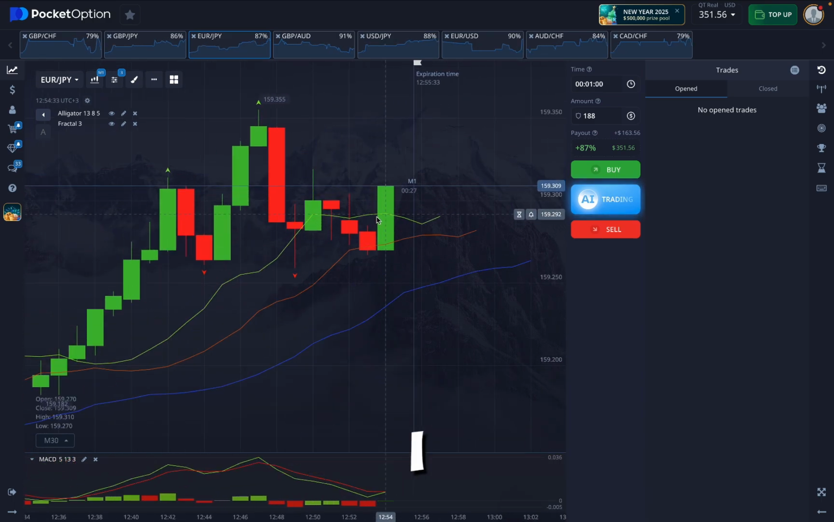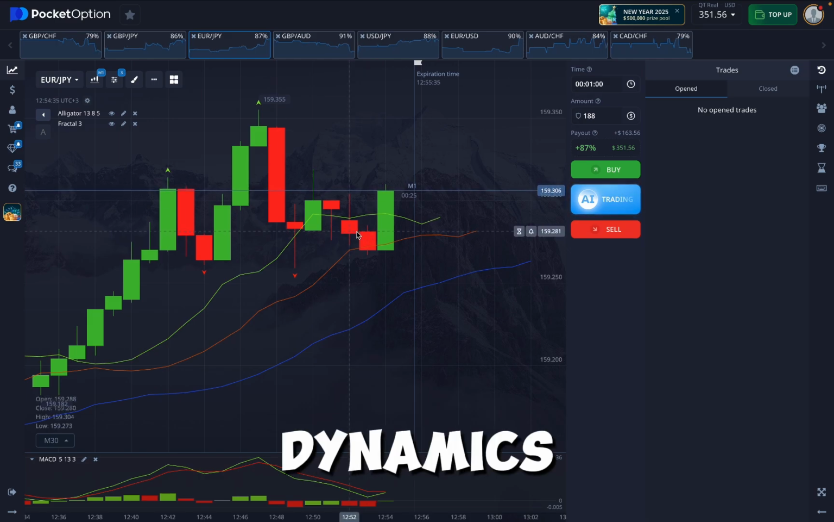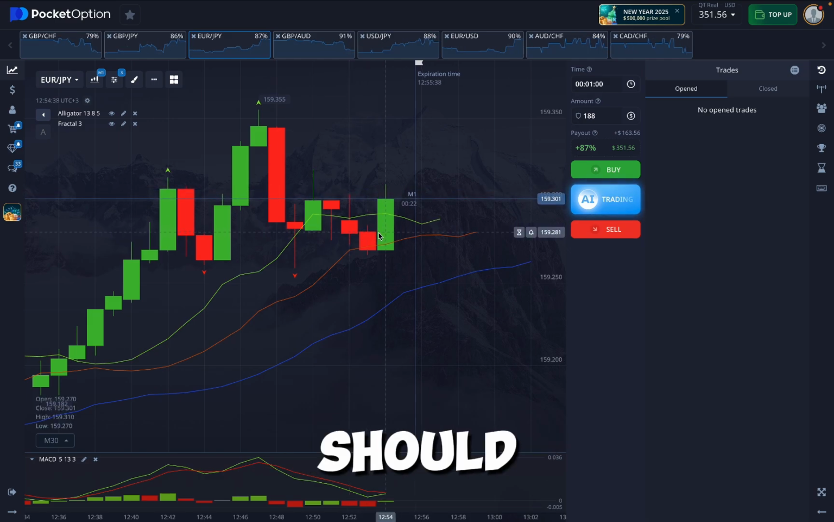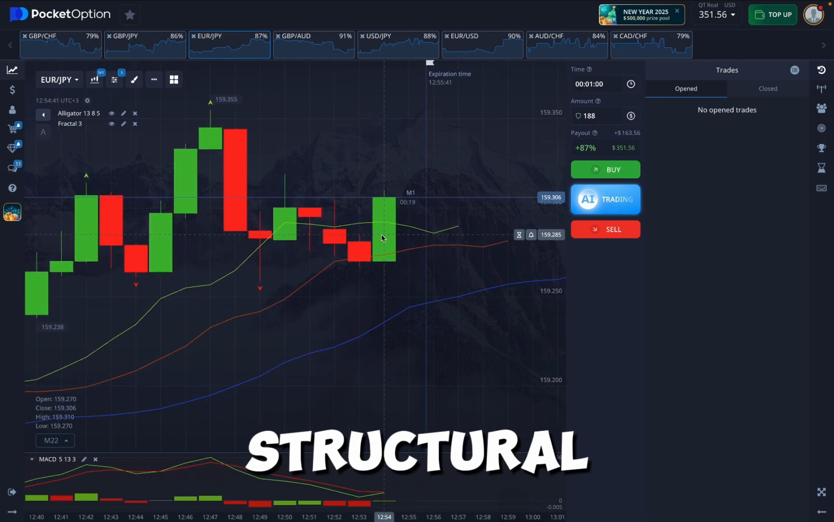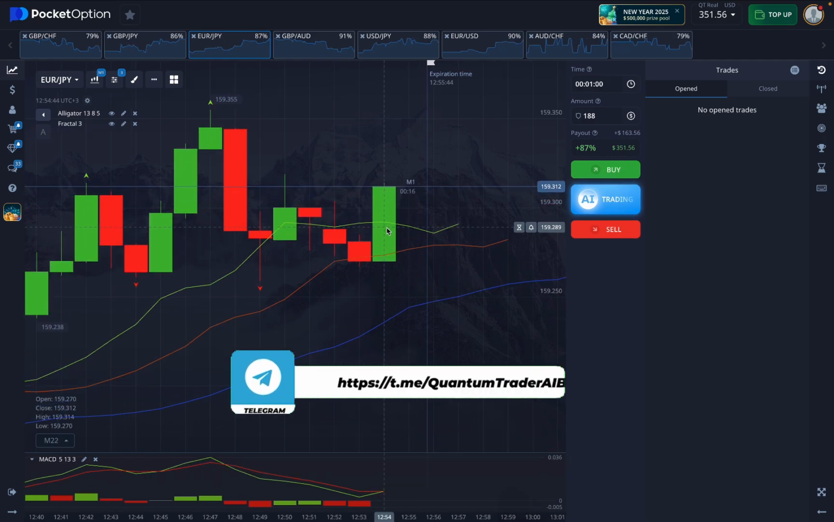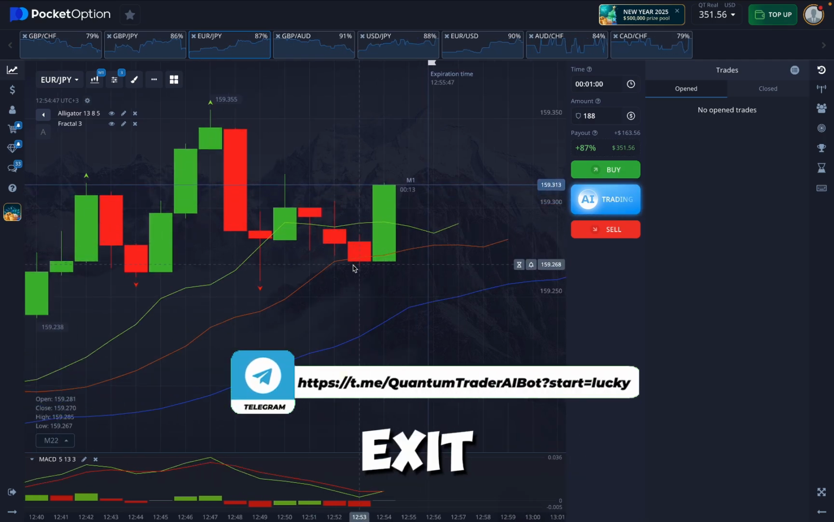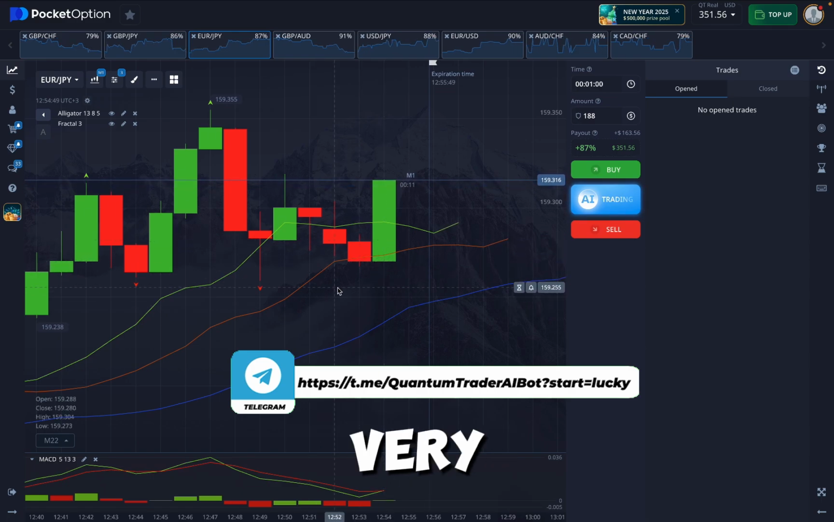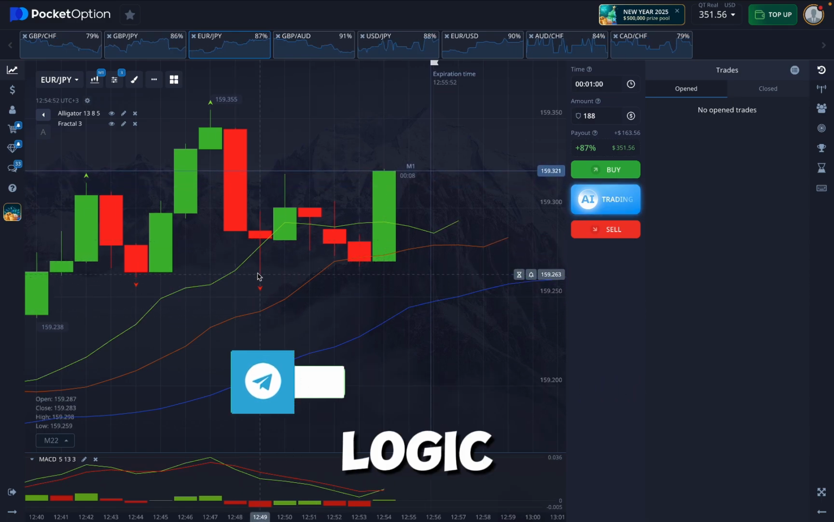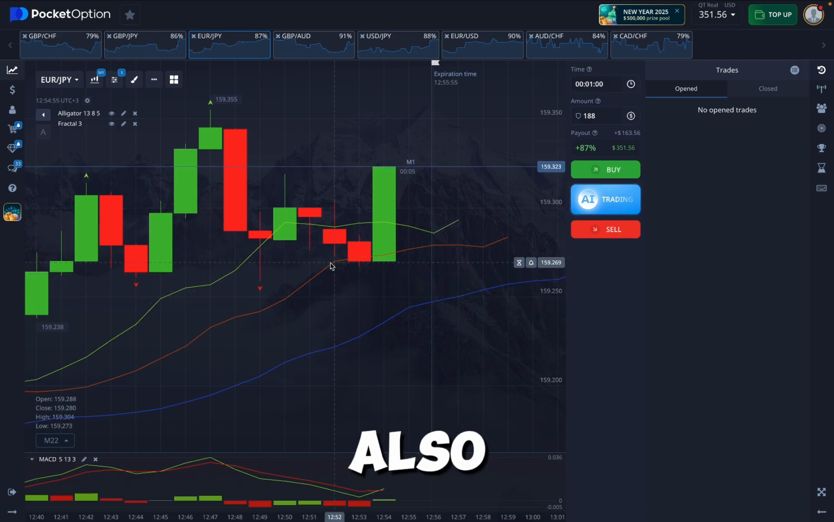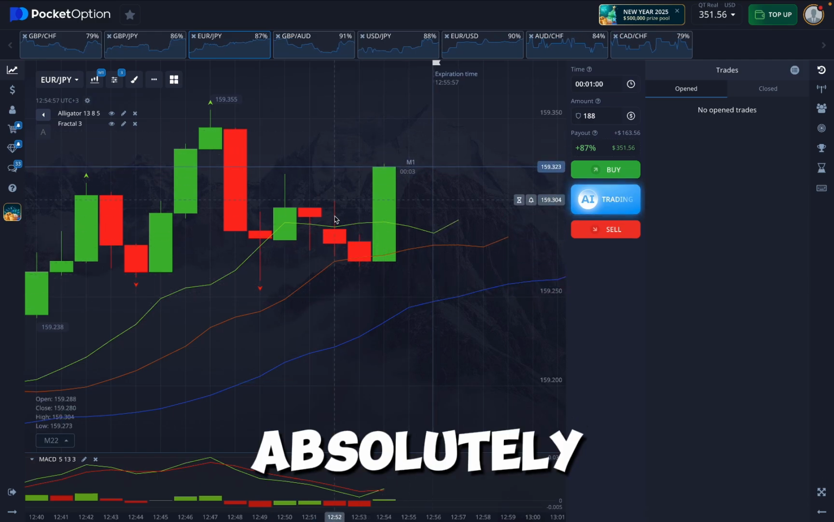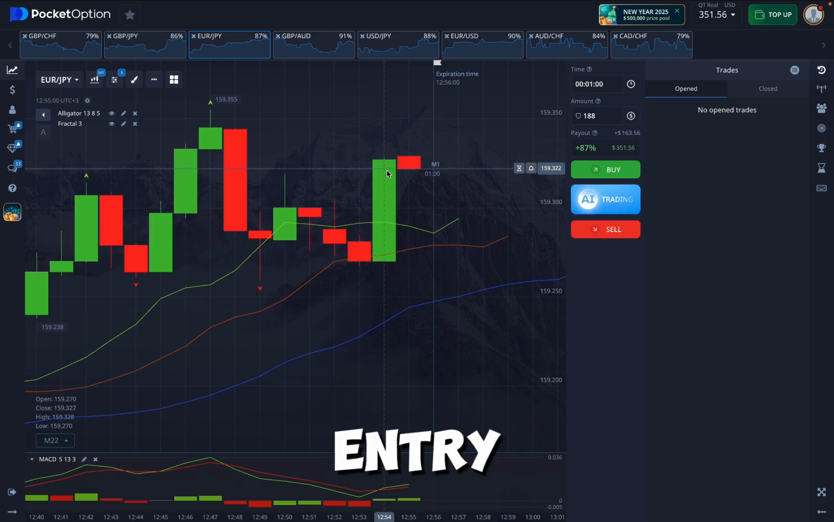That is, in general, I did not even assume that the dynamics of the movement we have here should go lower, as the structural low on the fractal was updated. And as you can see, the exit to the upside ended up being very confident. So the logic of the entry we had here was also absolutely correct. Let's pick another entry point.